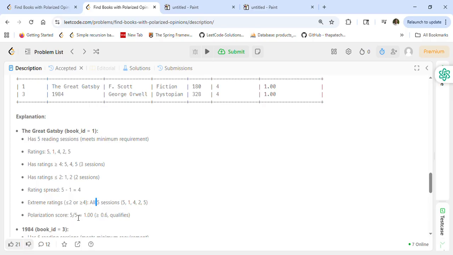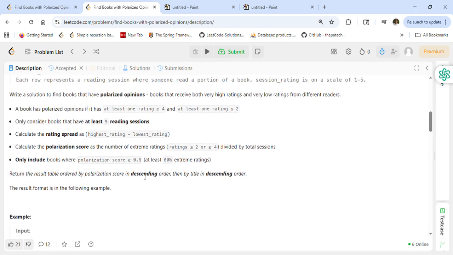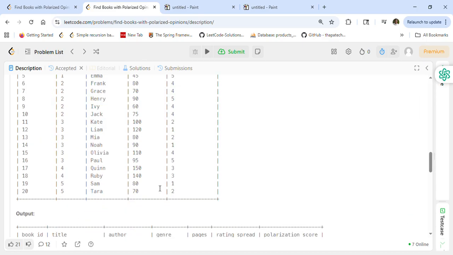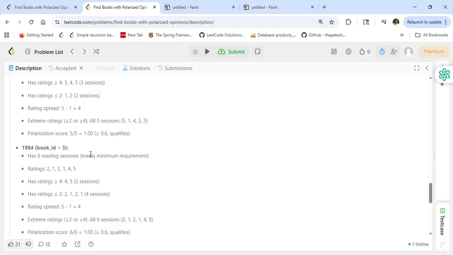Polarization is basically the number of such extreme ratings divided by total ratings, right? So let's see the definition. Polarization score is the number of extreme ratings, in this case 5, divided by total sessions, which is also 5. So 5 divided by 5 means 1. So it qualifies because we are only interested if it is greater than or equal to 0.6.